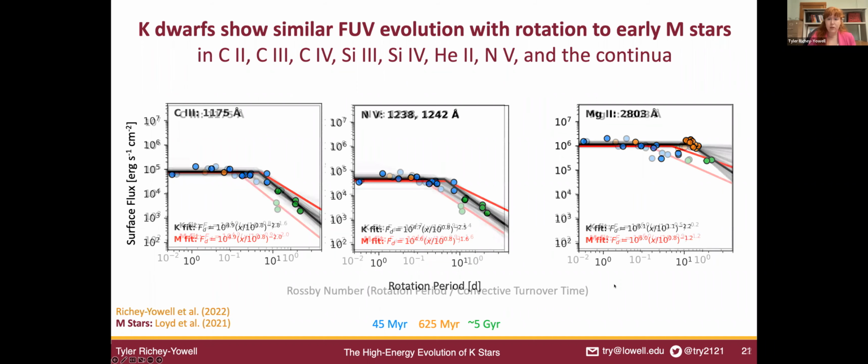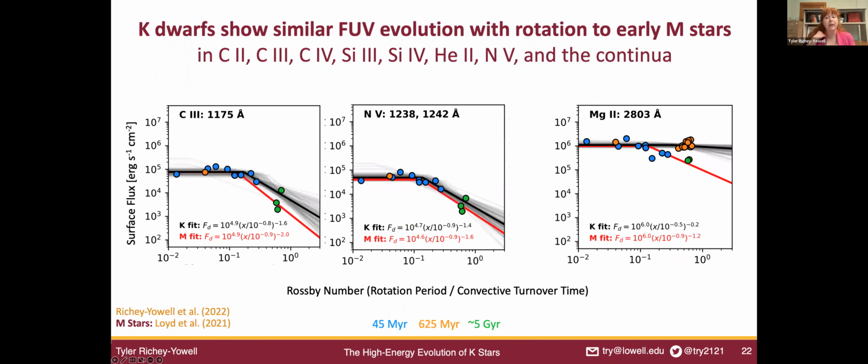And if we normalize the rotation period by the convective turnover time of the star to get the Rossby number and compare K and M stars on a more similar basis, we see a similar story for the far UV. In the near UV, it's a bit more drastic: there really isn't much decline going on at all for the K stars. So we do see a bit of a wavelength dependence on the age of decline.